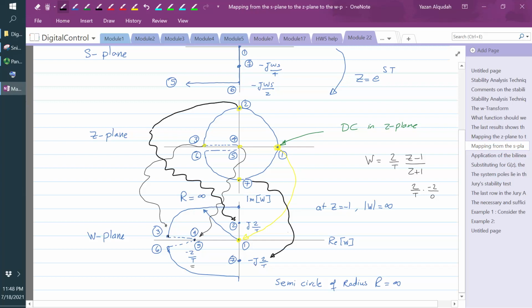Now I can apply the Routh-Hurwitz criteria, because it enables me to determine the locations of the poles, whether they are on the right or the left half of the j omega axis. Since I mapped everything inside the unit circle to the left half plane, and everything outside to the right half plane, I can use the Routh-Hurwitz criteria to determine the stability of this system.